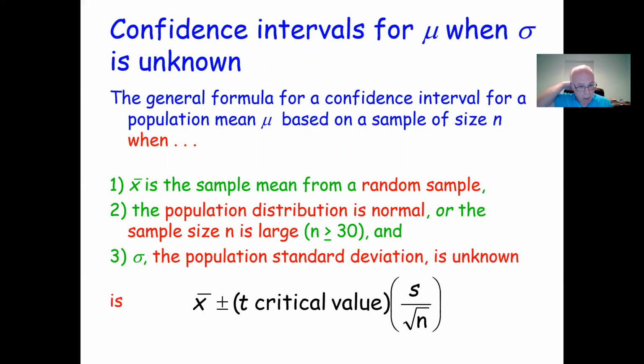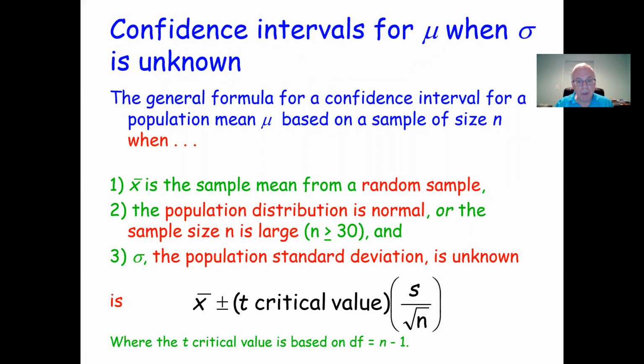So when sigma is unknown, we're going to use S in place of sigma in the standard error formula right here. This is the standard error. It's S divided by the square root of n. And instead of using the z critical value, we're going to use the t critical value. And so I'm going to show you how that works in a minute.